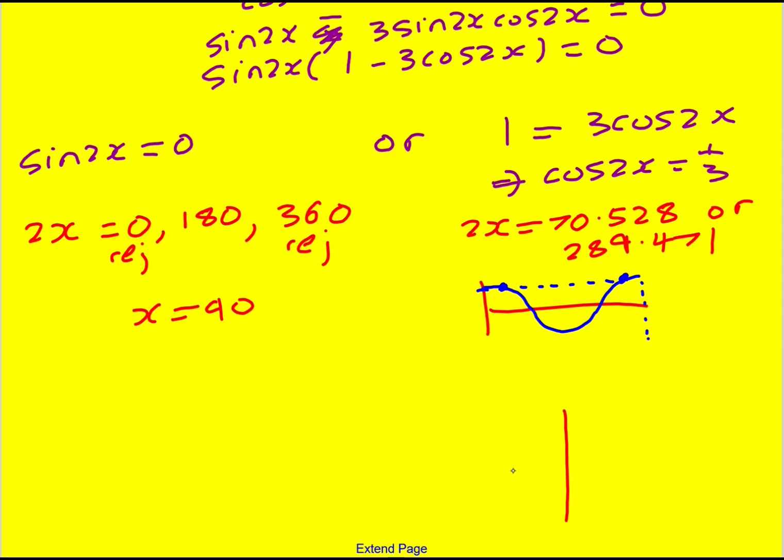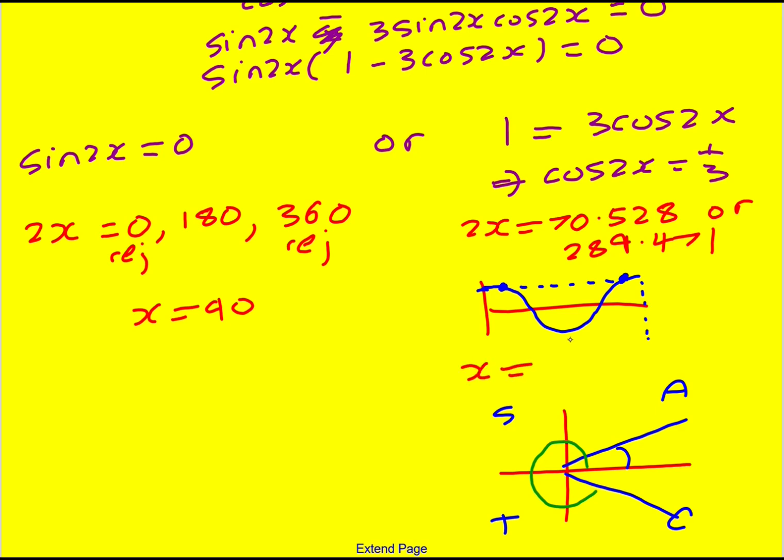If you use cast diagrams, then we've just worked out this one. We want that one there. So that's why I want to go all the way around here. That's why it's 360 minus the 70.528.